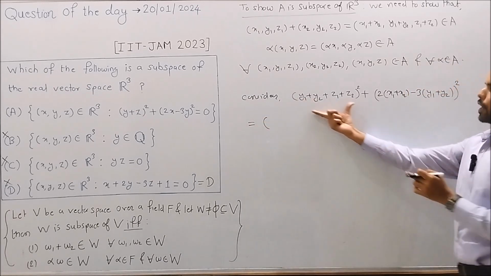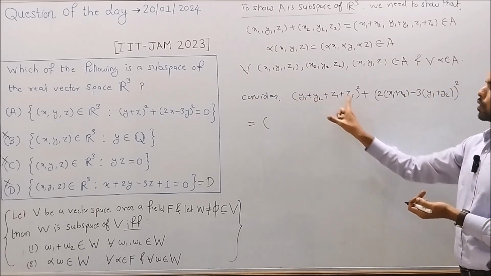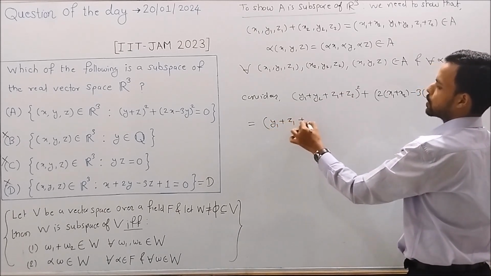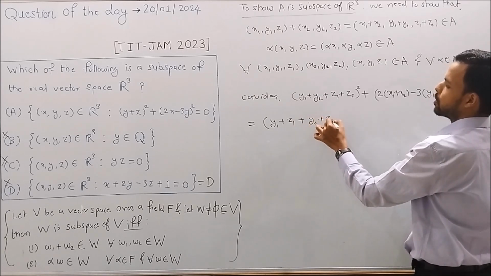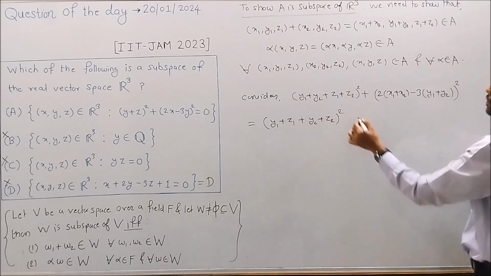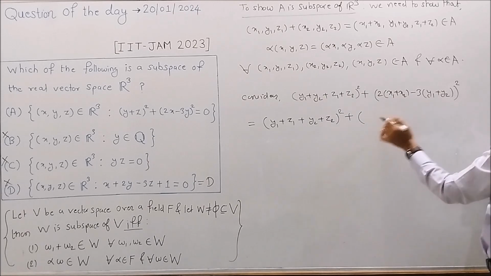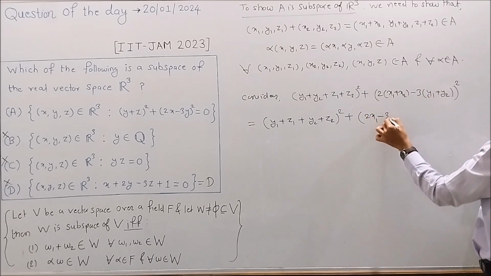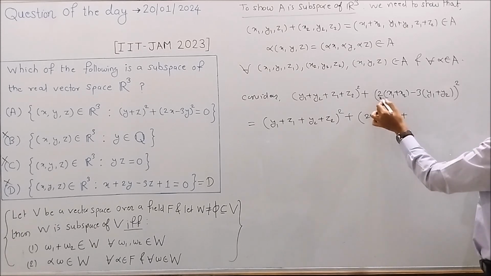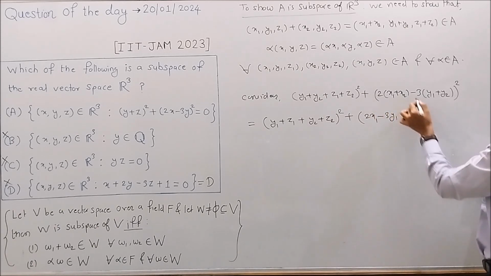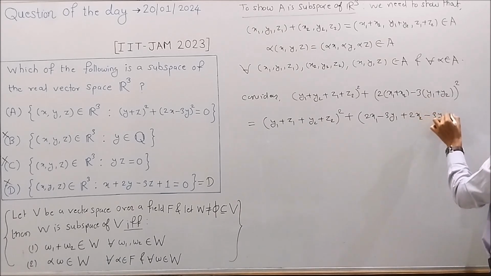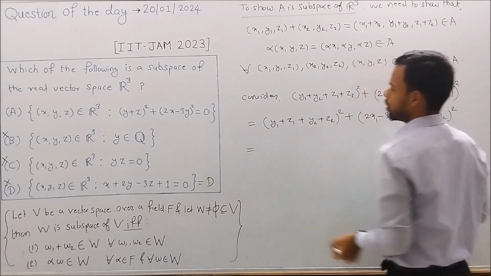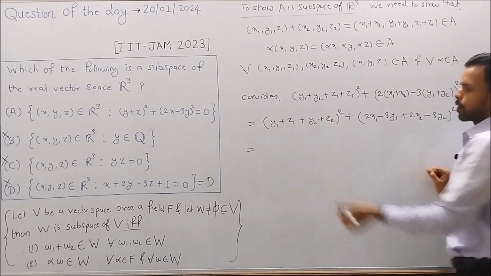since this is just additions of real numbers, I can write this sum as (y1 plus z1 plus y2 plus z2) whole square, plus I can write this as (2x1 minus 3y1 plus 2x2 minus 3y2) whole square. Okay, now let's expand this term. What we get?